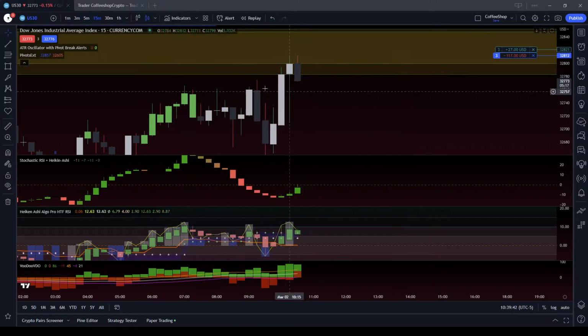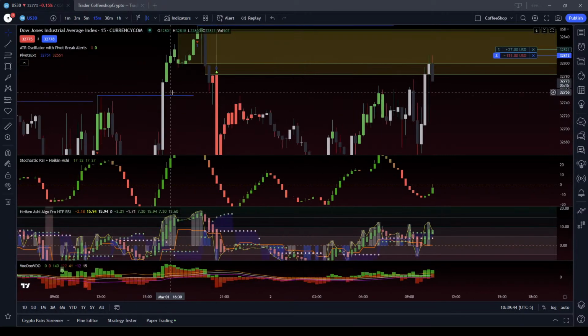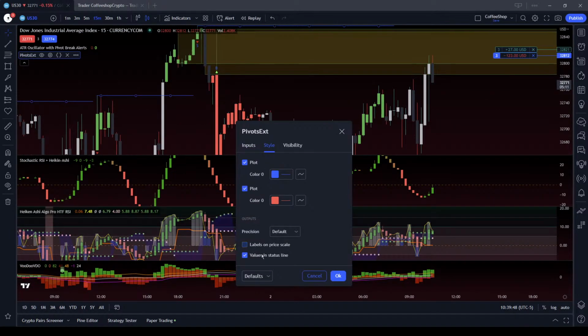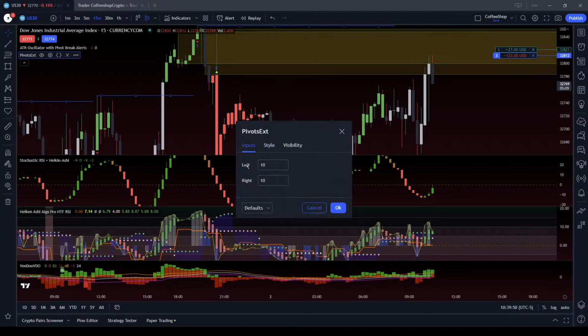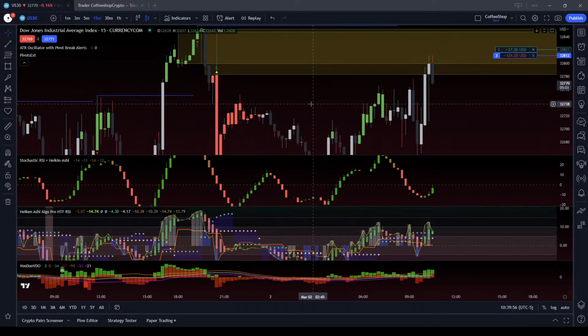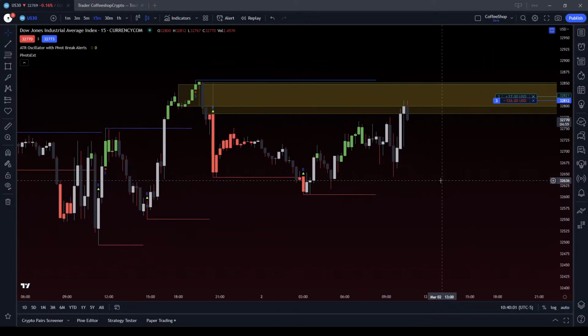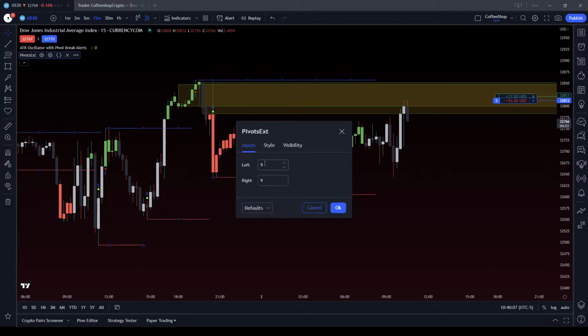There we go. Okay, I don't need these. Let's go with 9 and 9, right? We'll do that. Let's pop this open. Make this bad boy run, right? So you can see this pivot extension, right? You can see that happening right there. Let me make this a little bit better. 24 and 24.